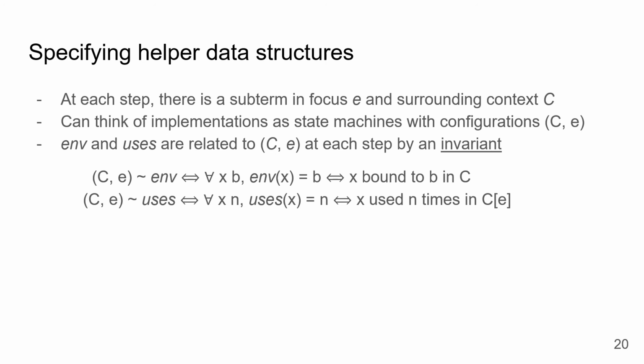From this perspective, data structures like env and uses maintain invariants which relate their values to these machine configurations at each step. For example, the invariant on env is that every key value pair x, b corresponds to the variable name x being bound to Boolean literal b in the surrounding context c, and the invariant on uses is that every key value pair x, n corresponds to the variable x being used n times in c applied to e, that is, the entire term being optimized.